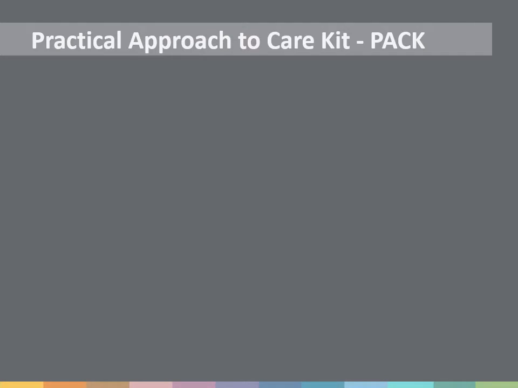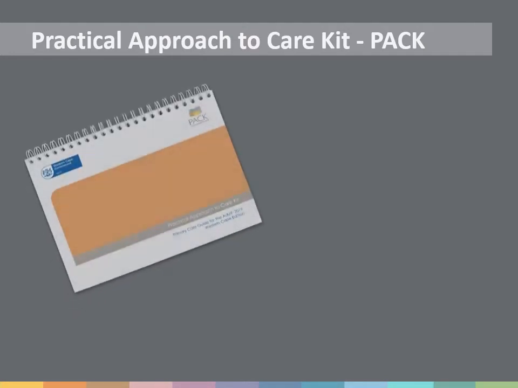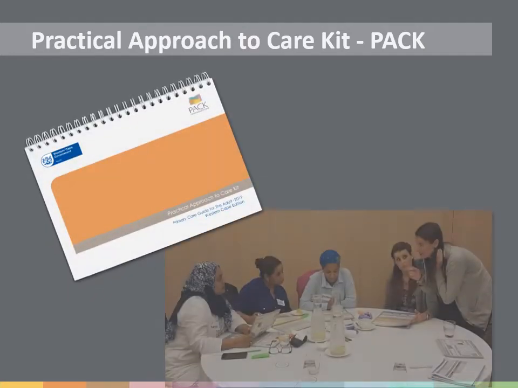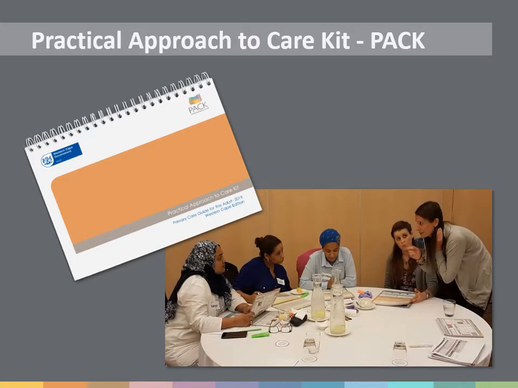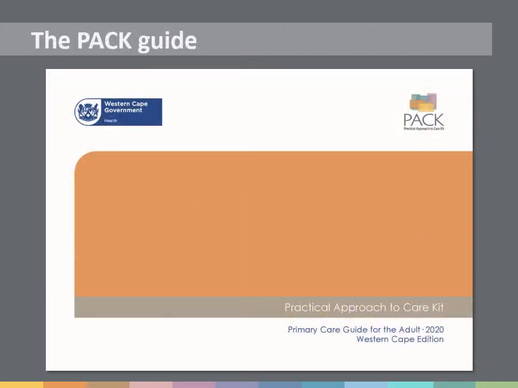PAC comprises two main elements: a clinical guideline and a training program. Health system strengthening is a key focus throughout the development and implementation of these two elements. The PAC guide is comprehensive, integrating all relevant policies, essential medicines lists and guidelines into one clinical decision support tool that can be used by every primary healthcare worker in every clinical consultation.